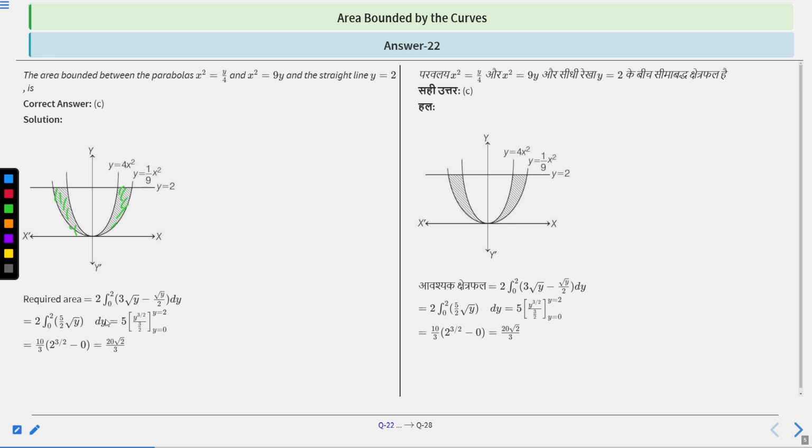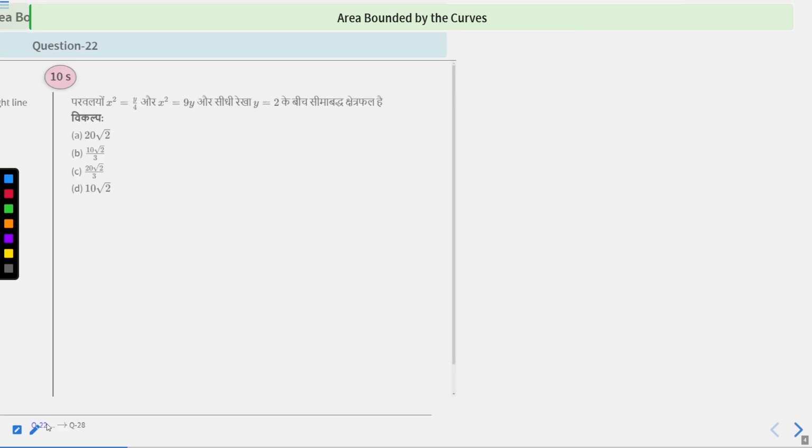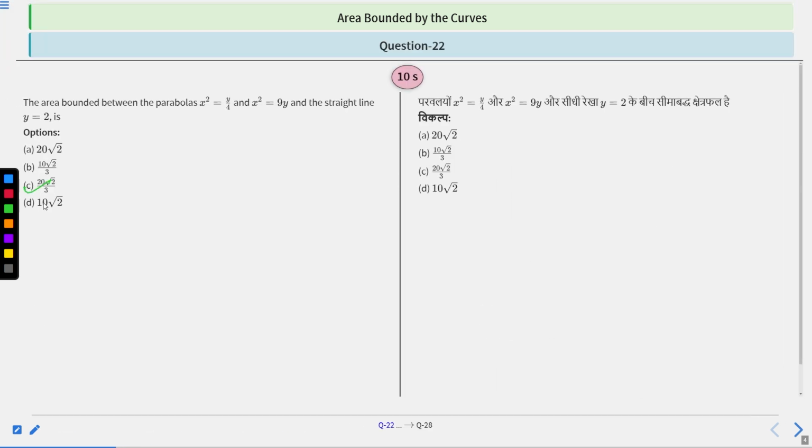Therefore, required area is 2 times integration from 0 to 2 of 3 root y minus root y by 2 dy, clear? Therefore, 2 times integration from 0 to 2 of 5 by 2 root y dy. After solving this, 5 by 2 root y dy is equal to 5 times y to the power 3 by 2 upon 3 by 2, and limit is from 0 to 2. Therefore, after putting the limit, we will get area as 10 by 3 into 2 to the power 3 by 2 minus 0, which is equal to 20 root 2 by 3. Clear? Therefore, option C is the right choice. Got it? Option C is the right choice.